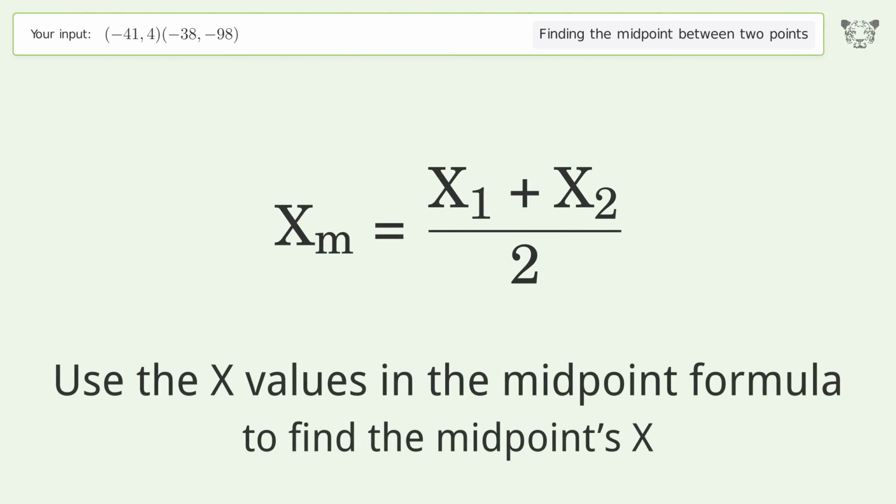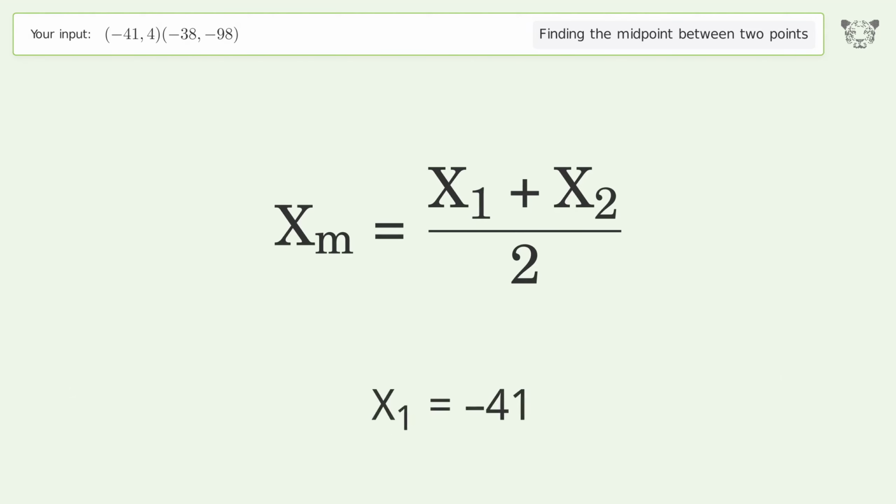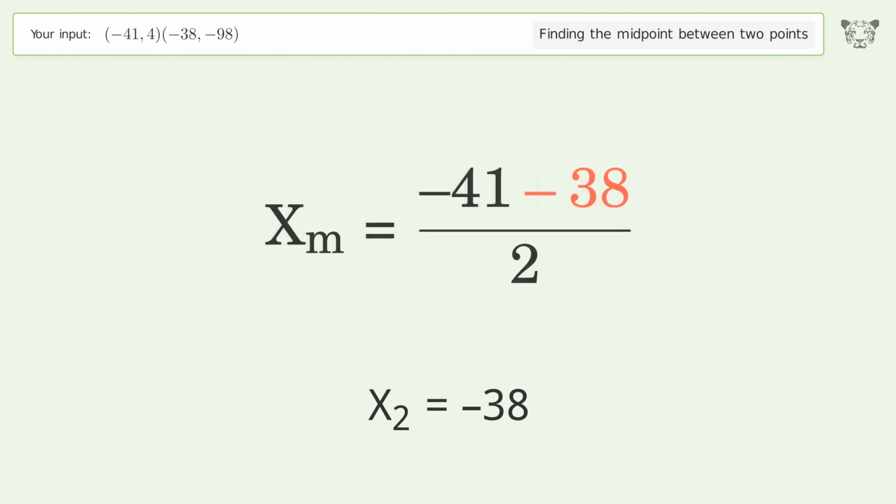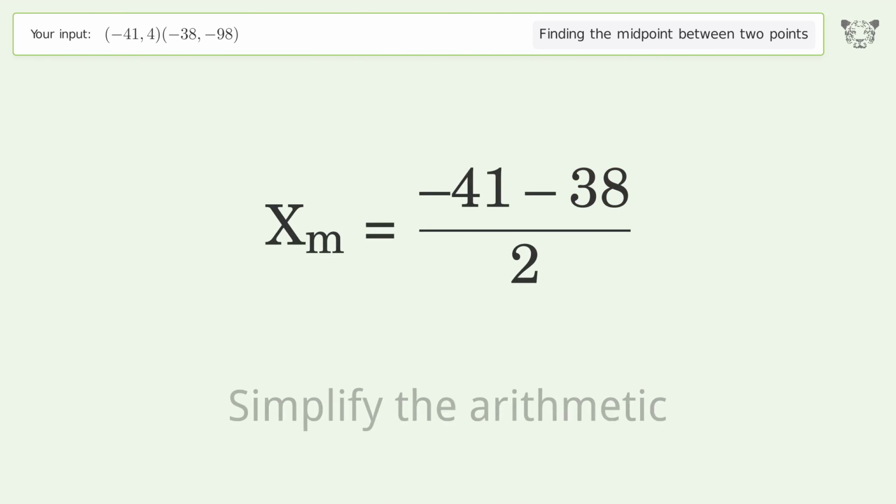Use the x values in the midpoint formula to find the midpoint's x. x1 equals negative 41. x2 equals negative 38. Simplify the arithmetic.